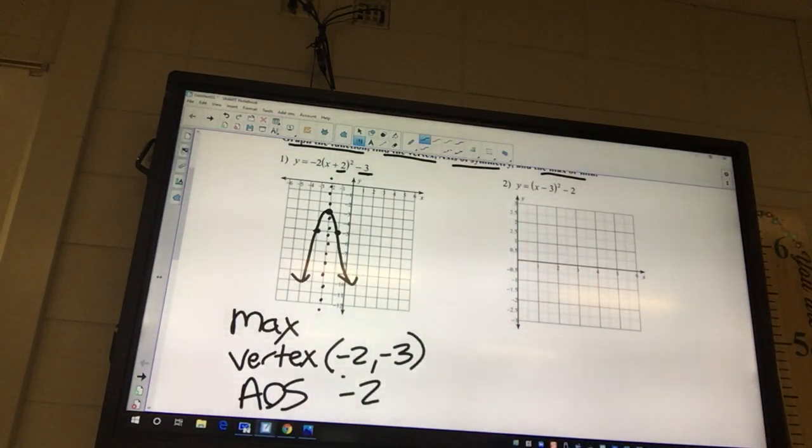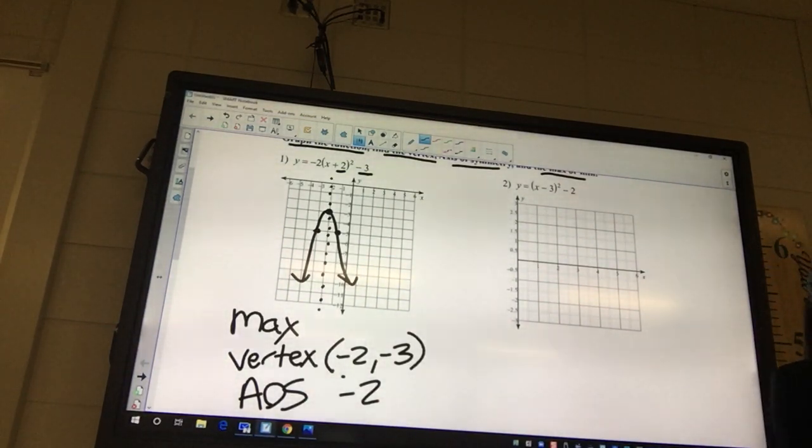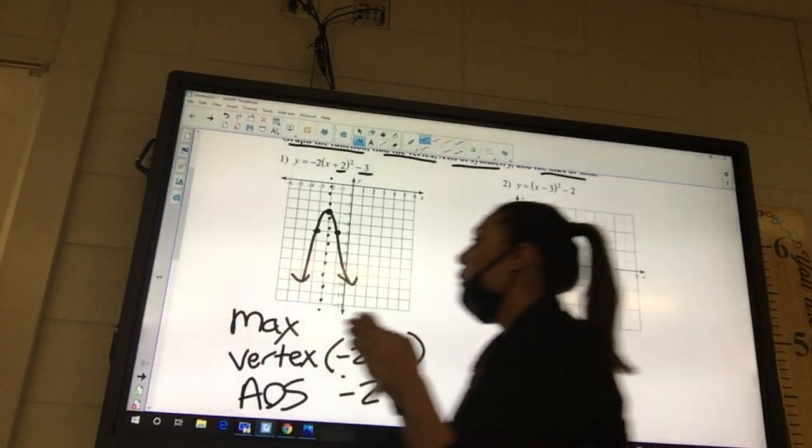Okay, and so you're not shifting like you were yesterday. You're using the information on the graph to figure out how to do it. What's AOS? Axis of symmetry. It's the line that separates that graph into two equal parts on both sides. So if I folded it in half, that graph would be the same on both sides.